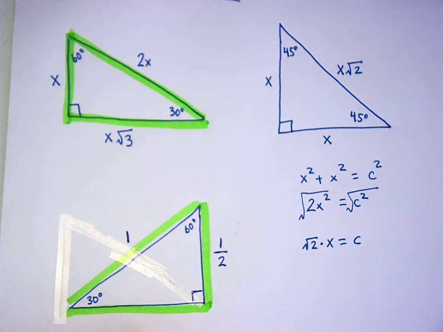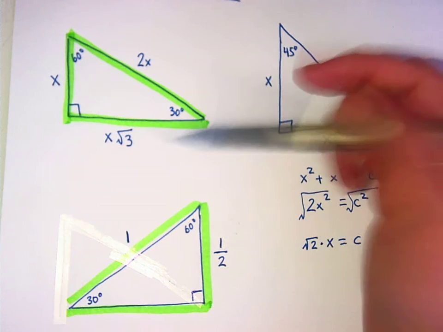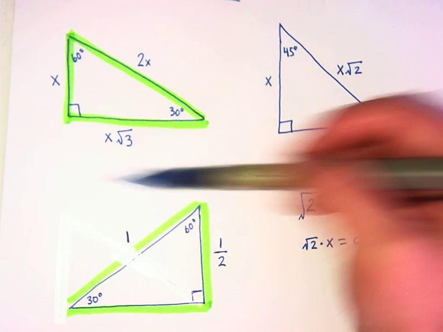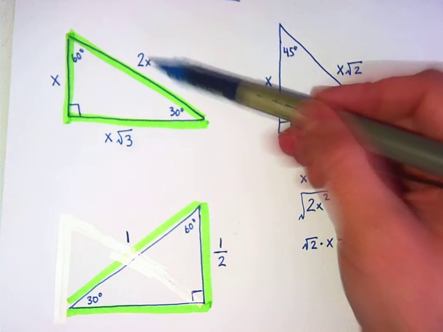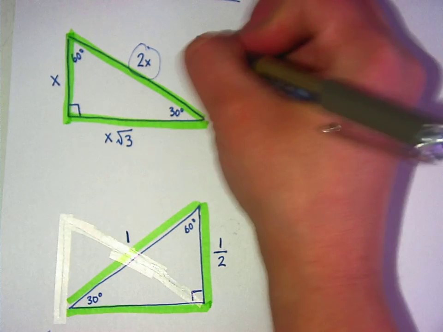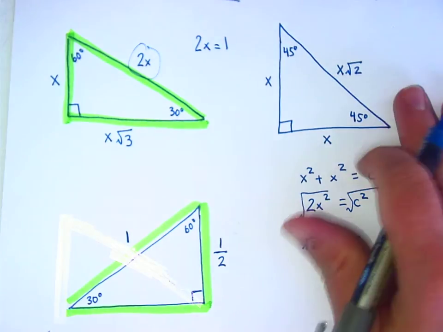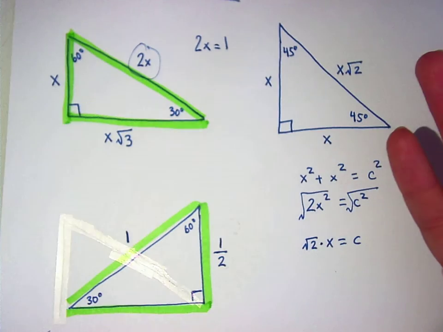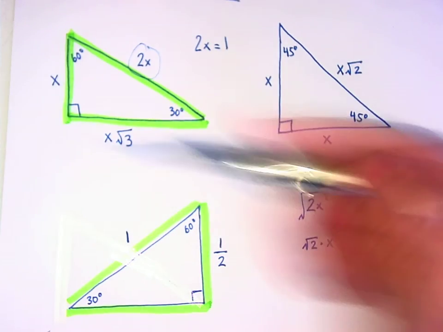Do you guys understand this? No? Okay, so you understand that this is a relationship between a 30, 60, 90 triangle, and that the hypotenuse is 2x. Okay, so if I write here 2x equals 1, then if I wanted to get x by itself, I'd divide by 2 to find out what x is. So that makes this 1/2 over here, because that side is just x.